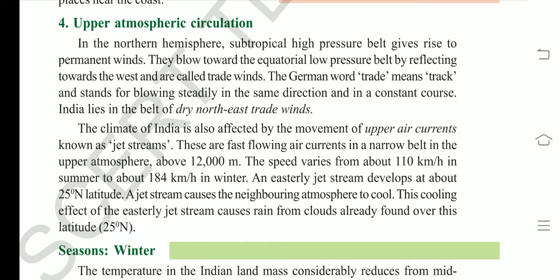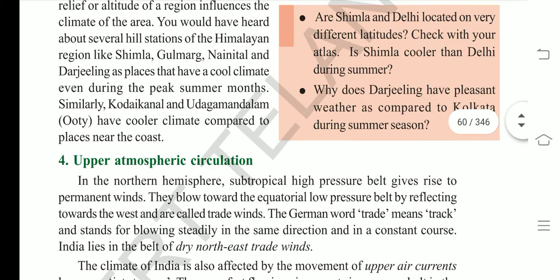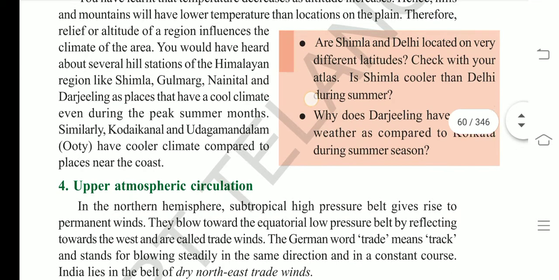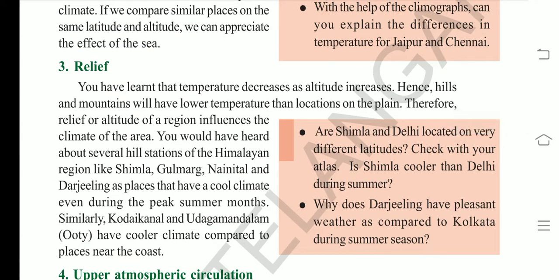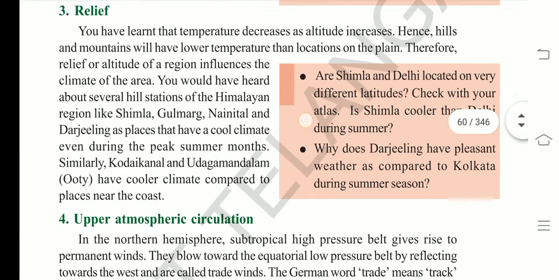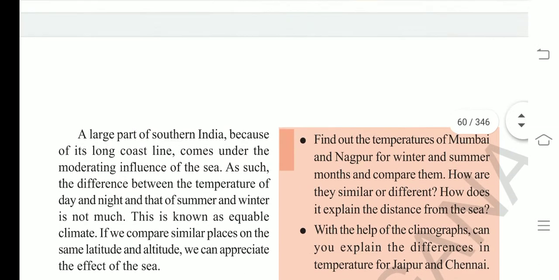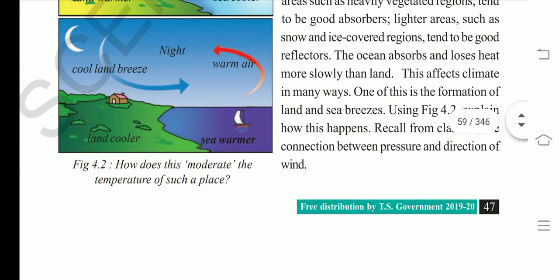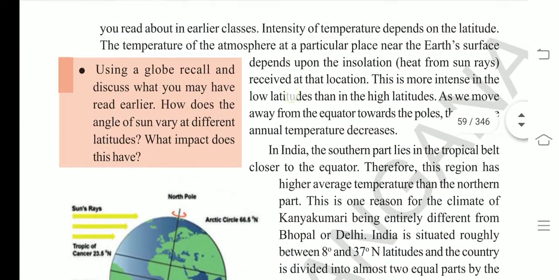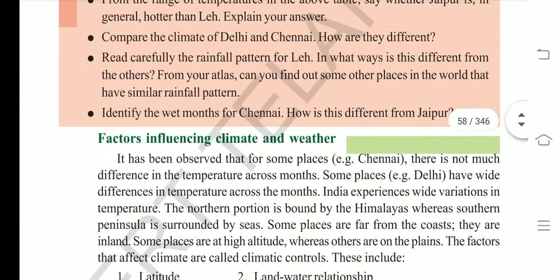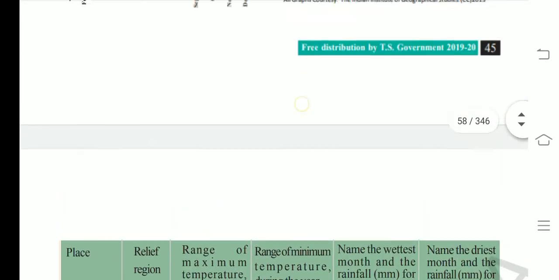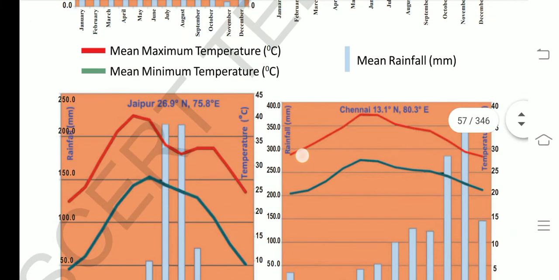So there are four factors which influence the climate of a place. One is latitude, second is land-water relationship, third is relief, that is altitude or height of a place, and fourth is upper atmospheric circulation. Let us relate these four factors with the climographs given in the textbook. I'll take you again to the same climographs to make you understand.